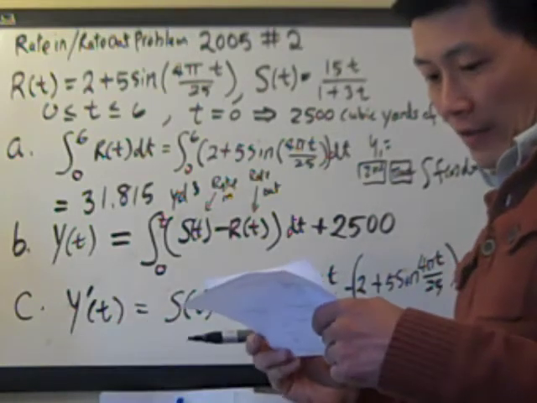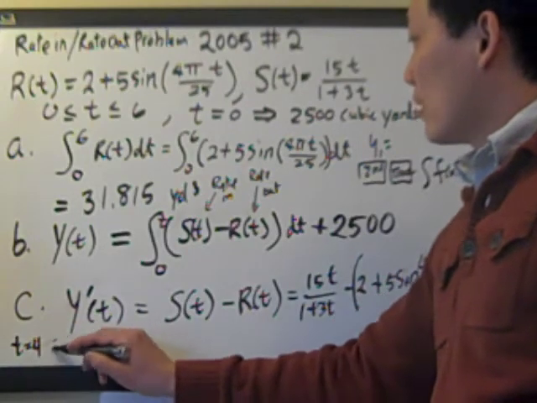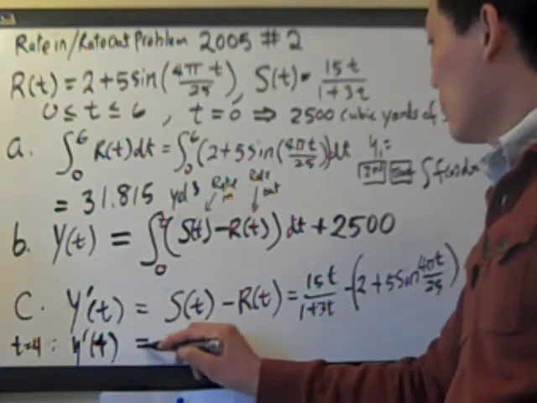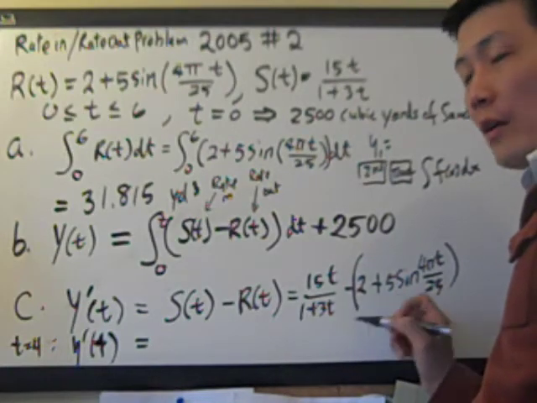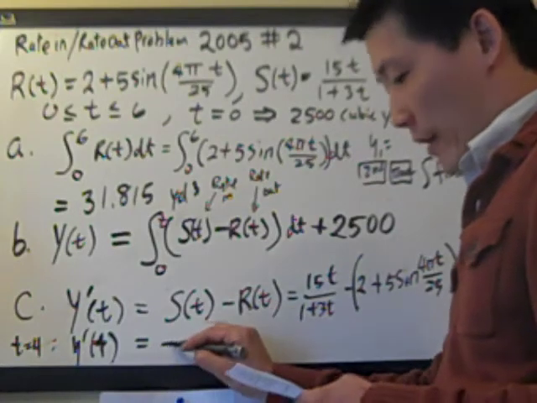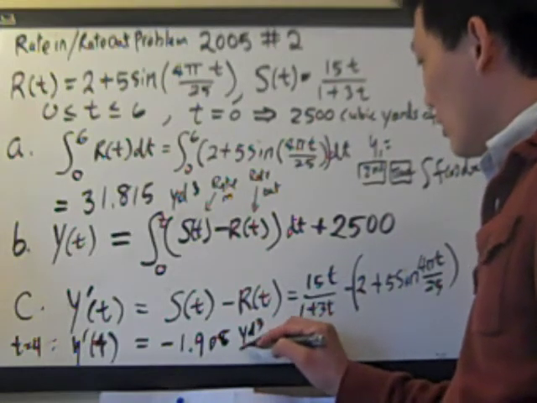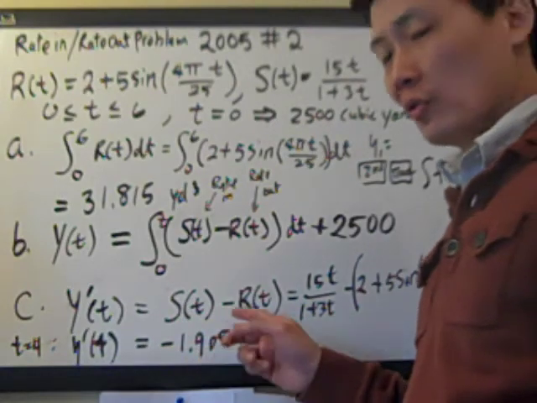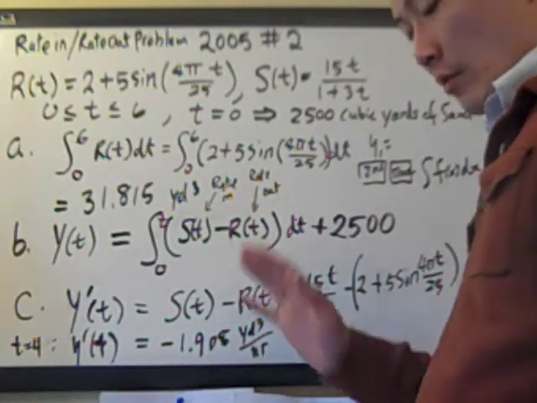So we want to find out what the rate is at t equal to 4. Now what that means is, what's y prime of 4? Well, that's easy, right? Put 4 into all the t's, and then use your calculator to figure that out. Your answer should give you negative 1.908 cubic yards per hour. So that means that at that very moment, you're losing sand. Okay? Anyway, that's what we have so far.